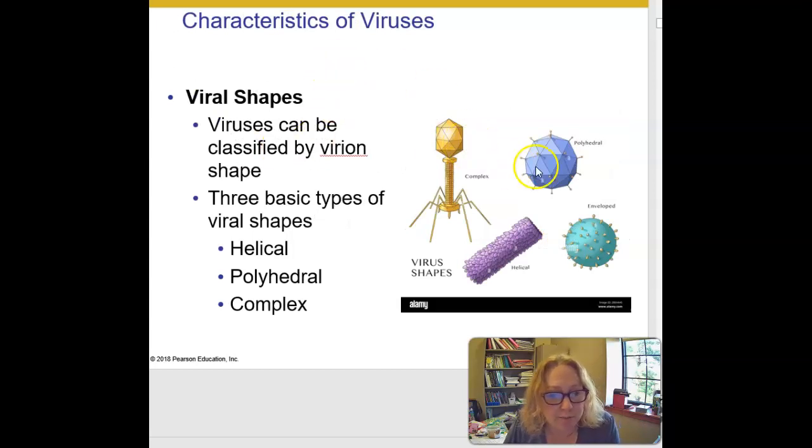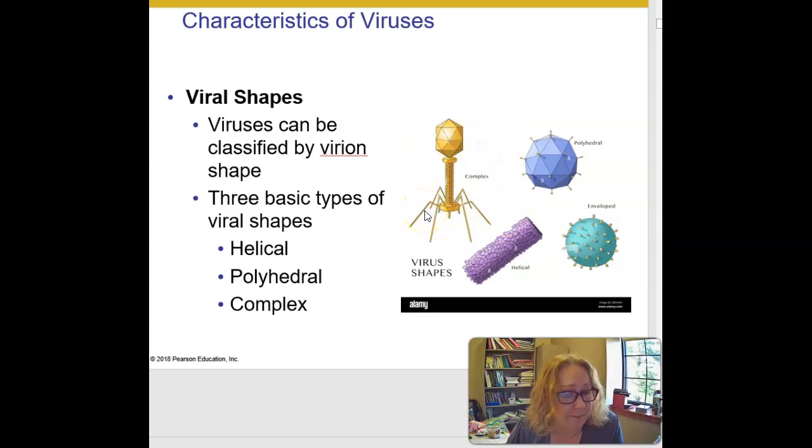Shapes. Most shapes you'll see are one of these two, right? This is the enveloped kind. This is your COVID-19 one that you'll see. Some look a little bit more linear, like a weird geometric. A lot of them look like this. This is a bacteriophage. You'll see this a lot.